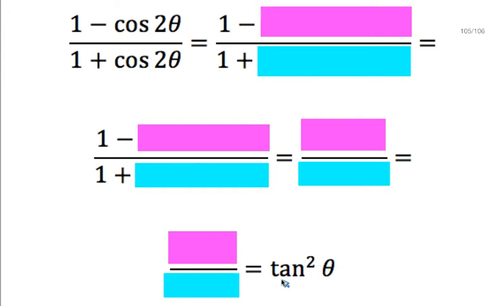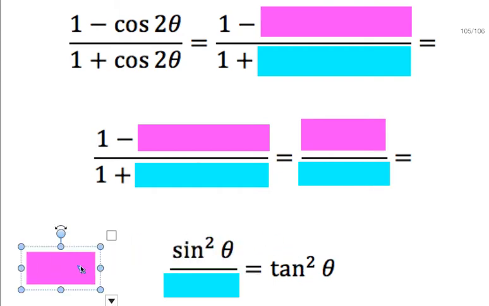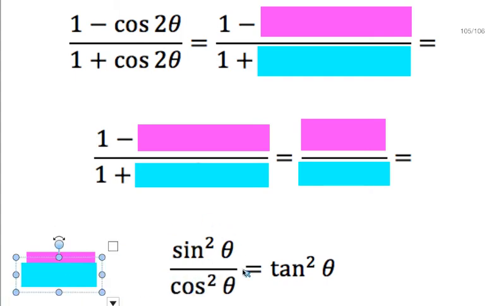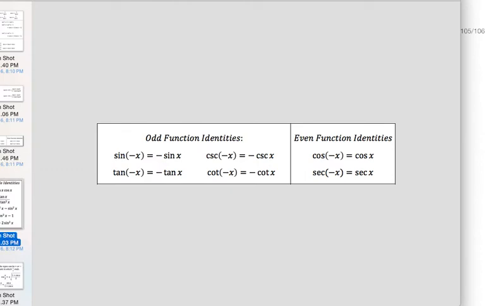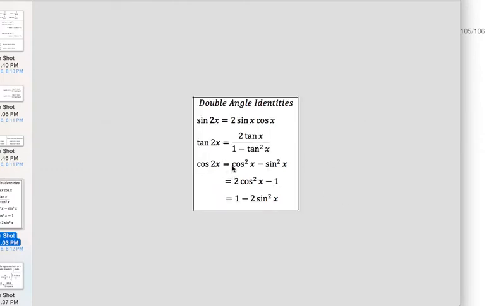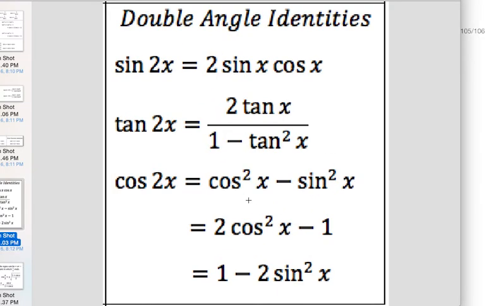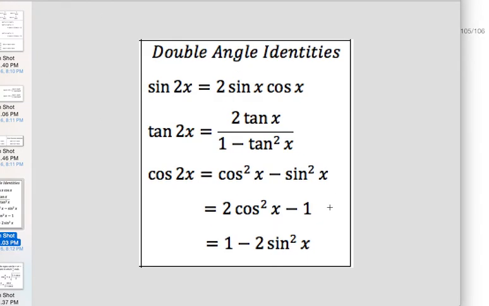In order to do that, most likely you're going to have a fraction with sine squared theta and cosine squared theta here. Now, if you recall, with your double angle identities of cosine, there are 3 different options to choose from. Let's see my double angle identities. So for cosine, you have this formula to use, this formula to use, or this formula to use.